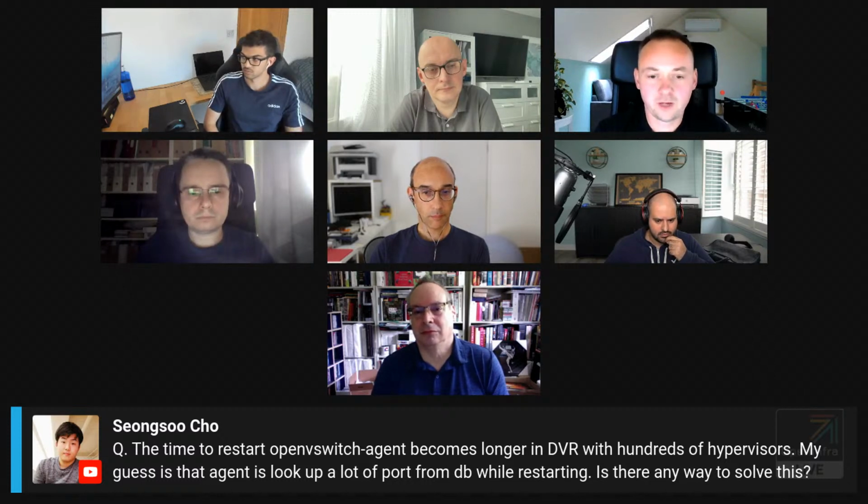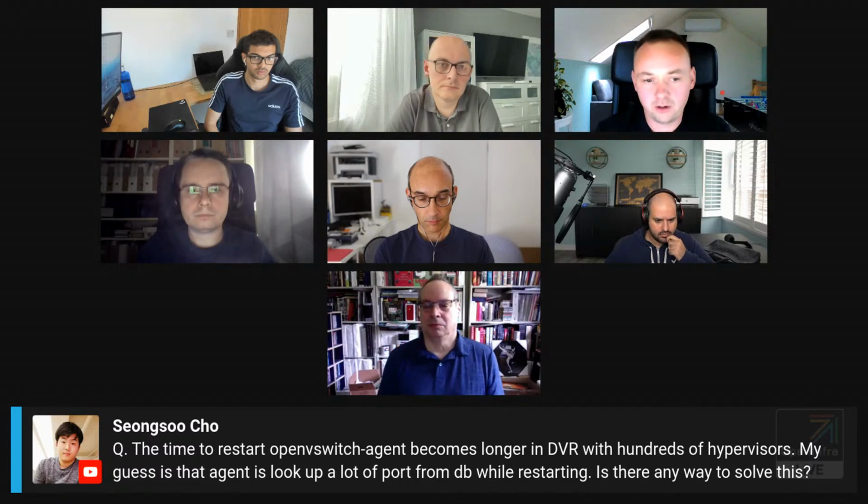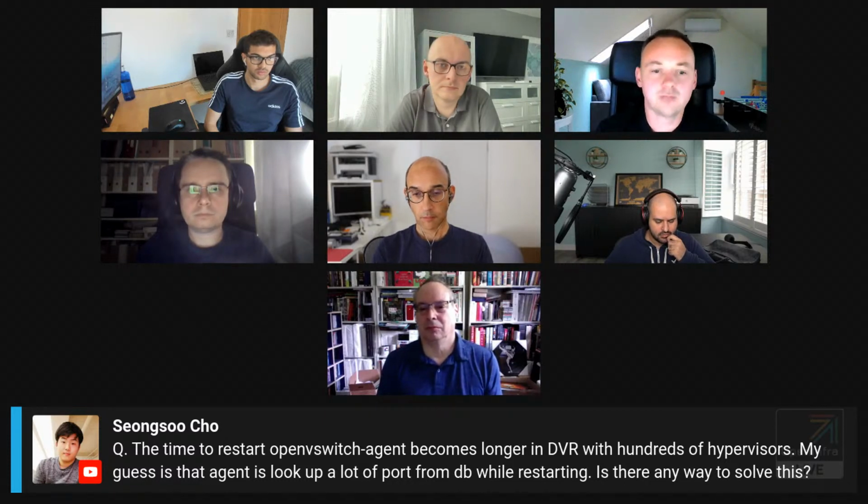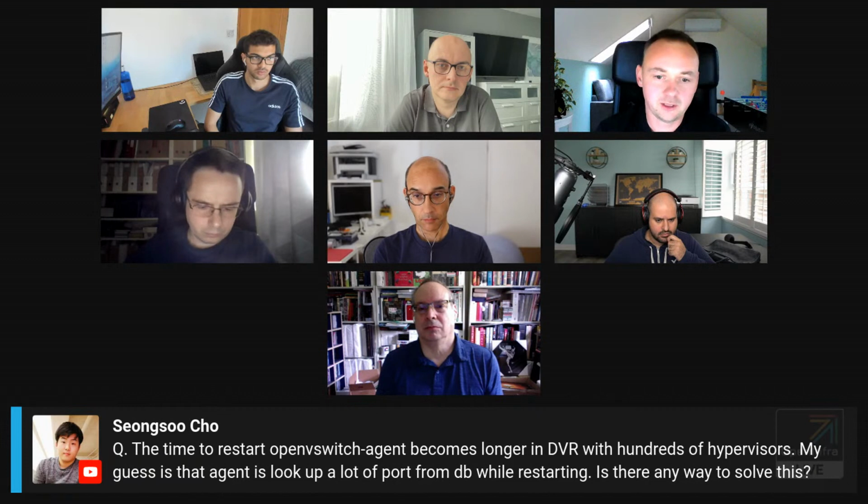So because of this L2 population, there is a lot of traffic and a lot of RPC messages sent to all other OVS agents on other compute nodes where there are ports from the same Neutron network, basically. And probably because of that, this restart takes much longer in the case of DVR.